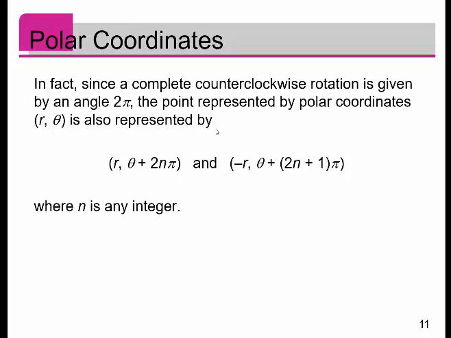In fact, since a complete counterclockwise rotation is given by the angle 2 pi, the point represented by the polar coordinates (r, theta) is also represented by (r, theta plus 2n pi), and the same thing as (negative r, theta plus (2n plus 1) pi). That pi is because it's theta plus pi. This is where n is any integer. There are an infinite number of integers, so there's an infinite number of ways to represent any single point in the polar coordinate system.